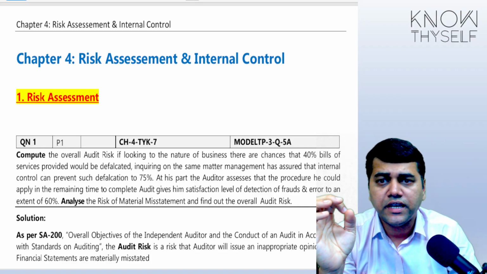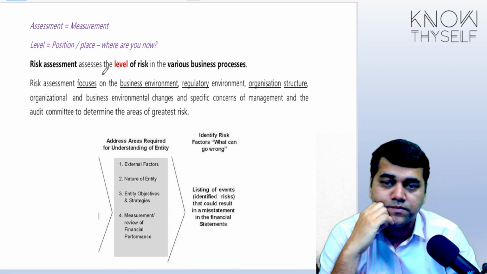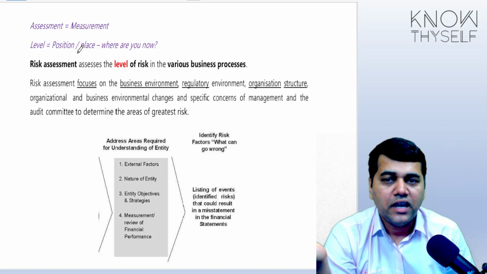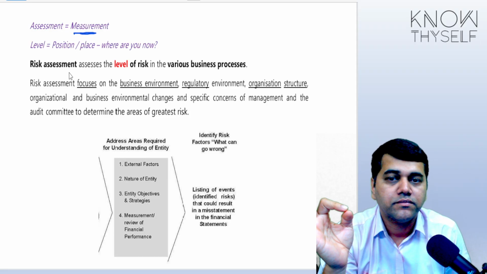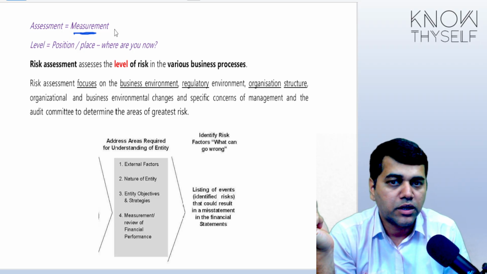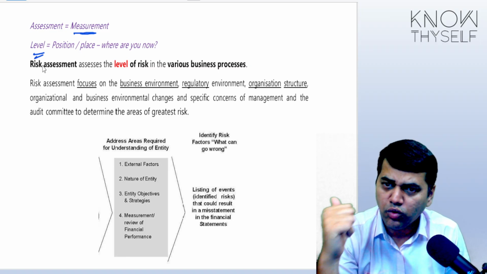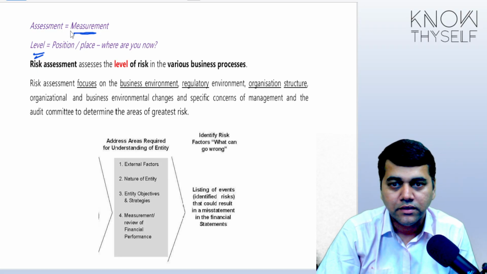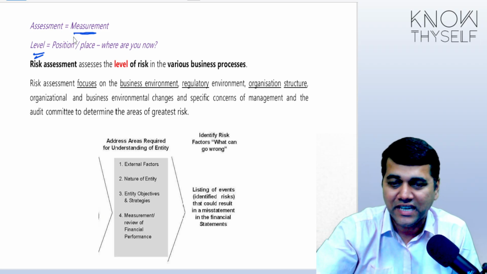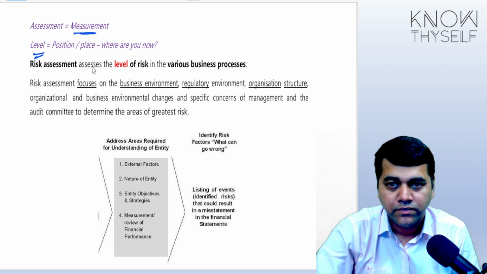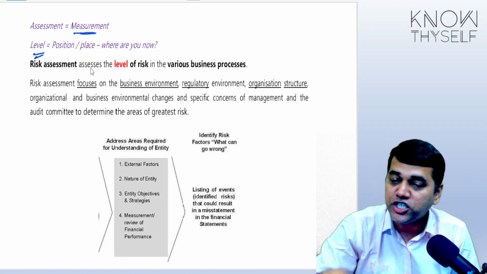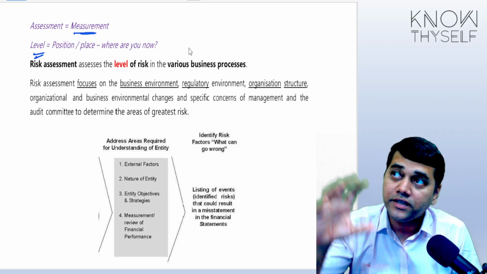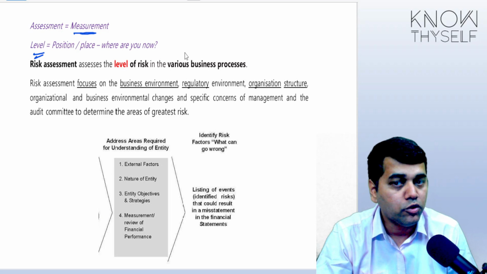One very interesting and very nice concept we need to understand is called risk assessment. Now, what do you mean by assessment? Like we say class assessments. Assessment means measurement. What exactly are you measuring? You are measuring a level. Level means position, a place, a location, where exactly you are. Are you in the same place or have you changed your place? Where is the risk? Is it at an overall level or at an assertion level? I hope it's clear, students.